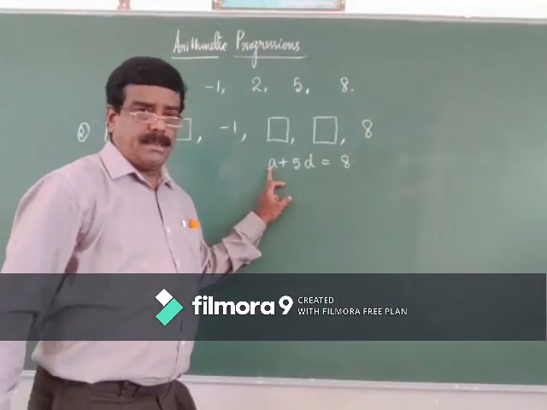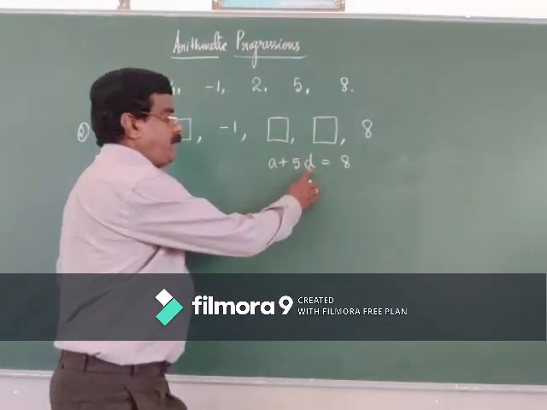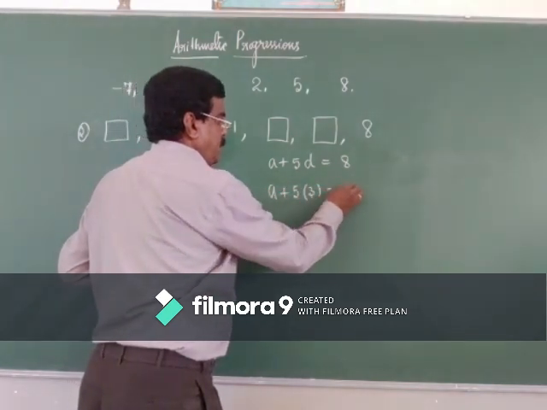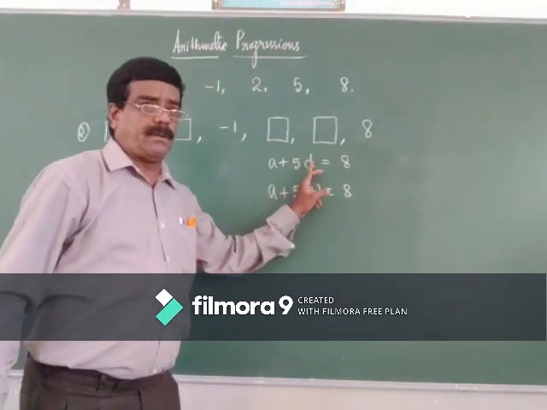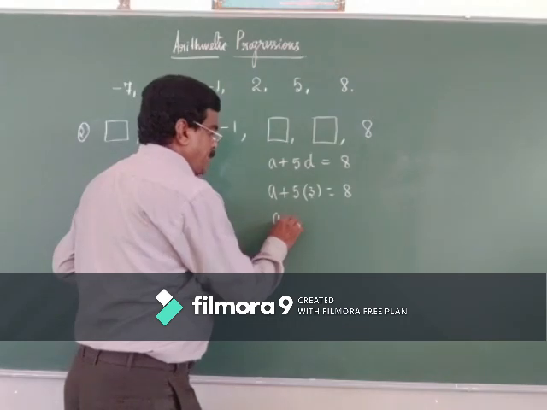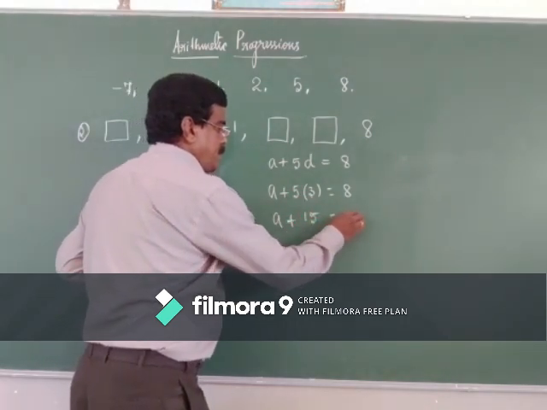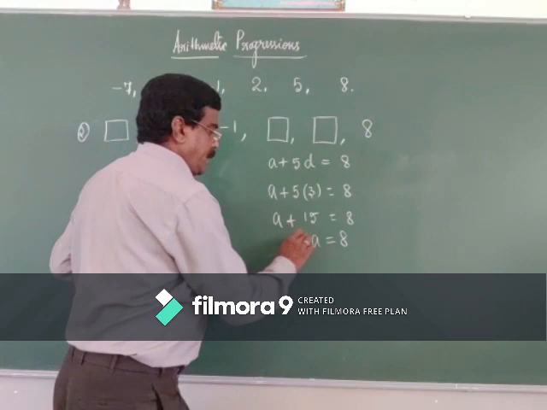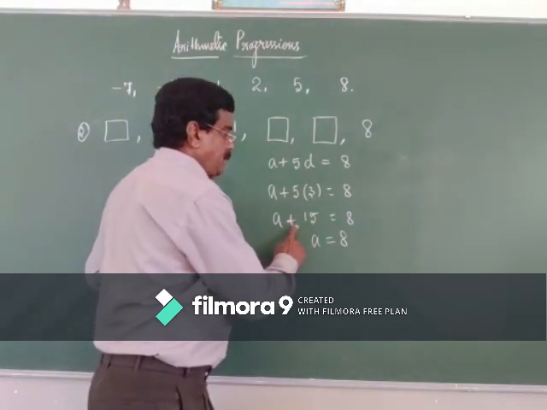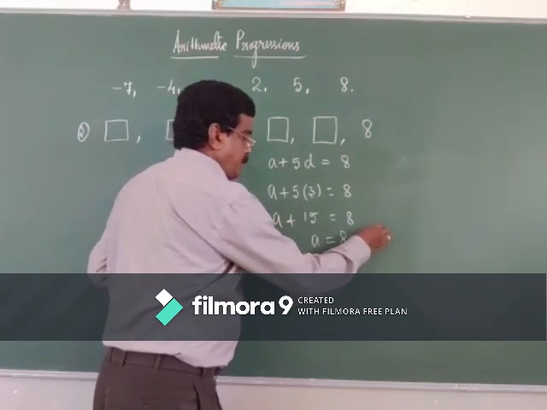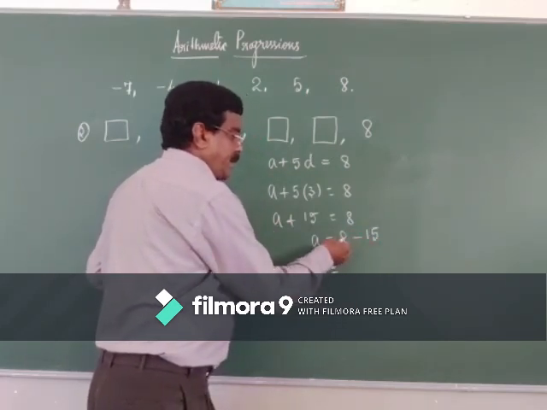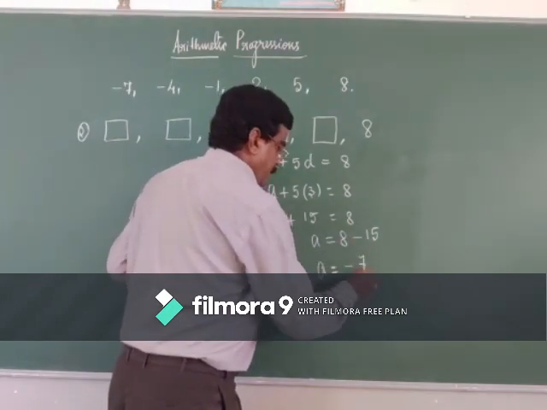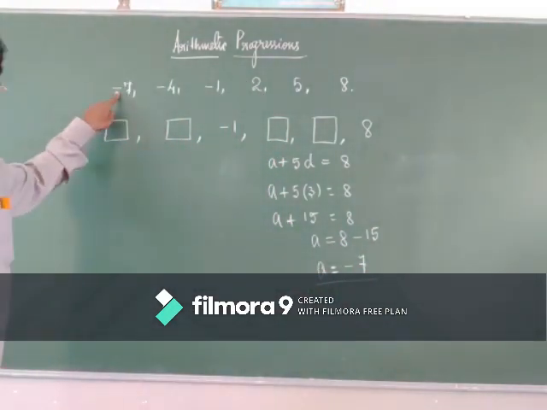Yes, children, we have the equation A plus 5D is equal to 8. Let us substitute the value of D as 3, because just now we found it: A plus 5 times 3 is equal to 8. Now it becomes A plus 15 equals 8. Next A is equal to 8 minus 15. Be careful, here I have to change the sign, you must know that. So plus 15, if you transpose to the right hand side, becomes minus 15. Since 15 is greater than 8, the answer is negative. Now 15 minus 8 is 7. So A, the first term, is minus 7. You can see, children, here this is minus 7.